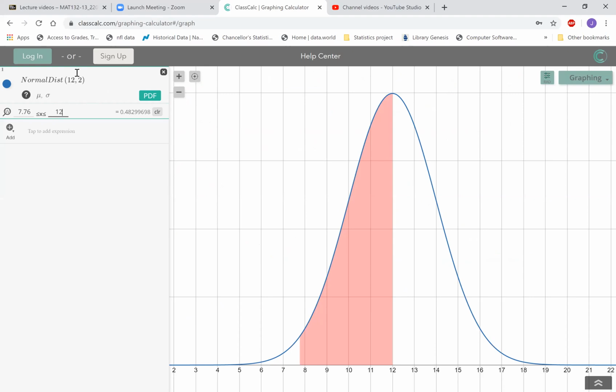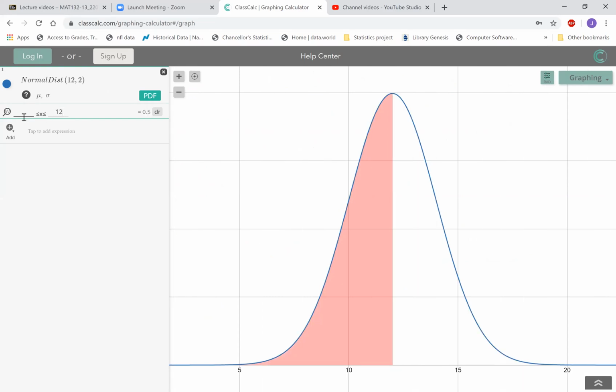All right, so if we're doing this with ClassCalc, I already have the mean of 12 and standard deviation of 2. All I have to do is change the lower bound and the upper bound. For the lower bound, I'm just going to erase that, and now it should be negative infinity. I'm going to change the upper bound to 9.72. If you look at it, I get the probability of 0.1271. So if you're doing it in ClassCalc, that's how you want to do it.